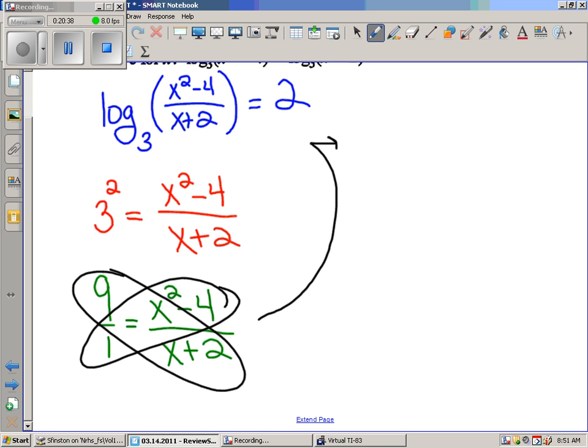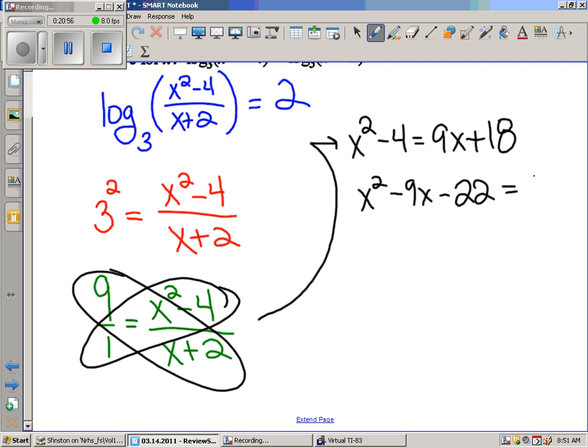Let's come back up over here. Let's see, what is this? It's going to be x squared minus 4 equals... Subtract it all over. You get x squared minus 9x minus 18, minus 4 minus 18 is minus 22. There's only one thing that makes 22. Guess what it is? Two things, actually. Yeah, 11 and 2. It's x minus 11, x plus 2 equals 0.